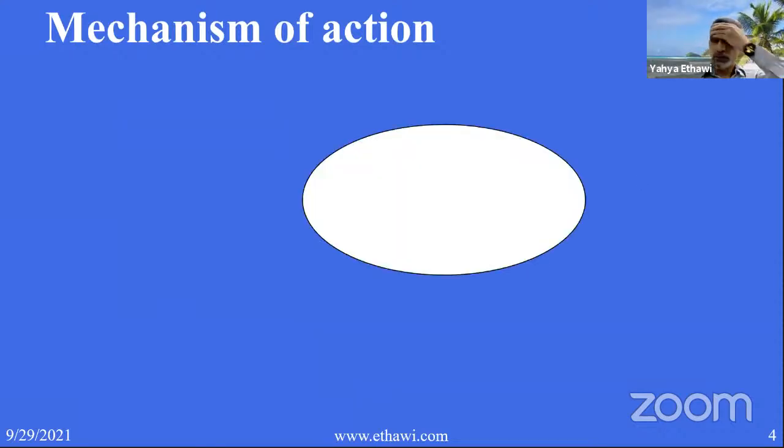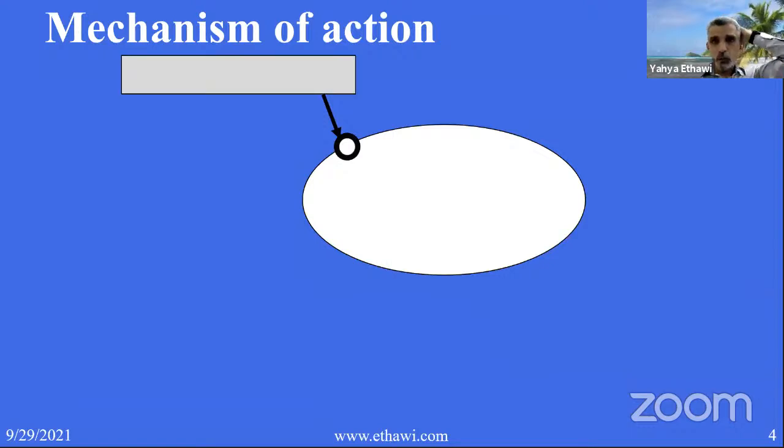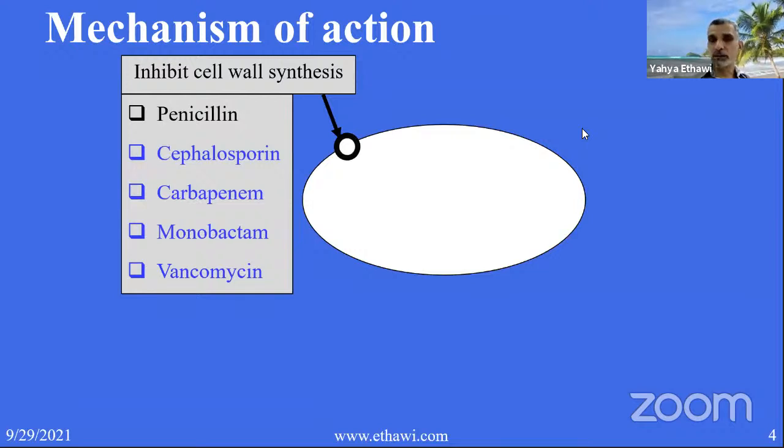Let's speak about very common antibiotics and how they work. We have the antibiotics that inhibit cell wall synthesis. Examples of that are penicillin and cephalosporin, carbapenem, monobactam, and vancomycin. And vancomycin, they all work by inhibiting cell wall synthesis.